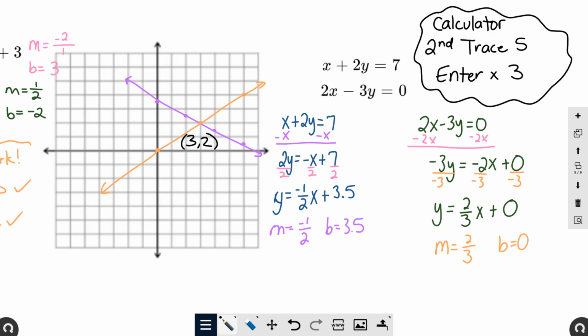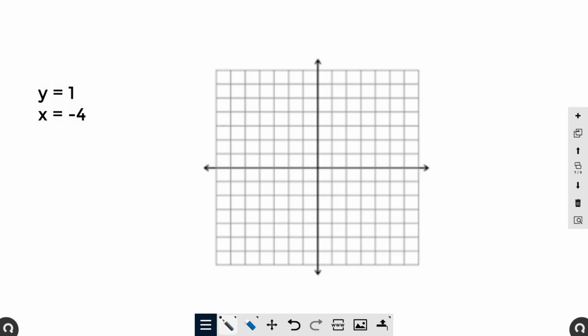All right, we've got one more graphing problem to do. I don't know if y'all can handle it. It's a tough one. Not that one, that one.